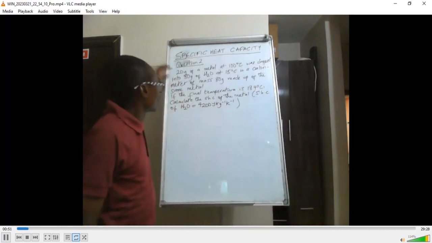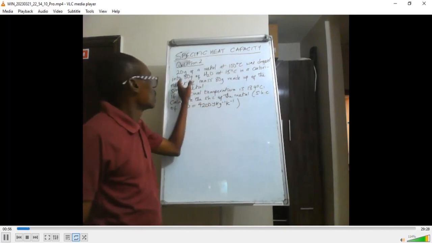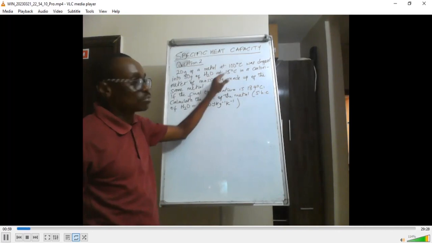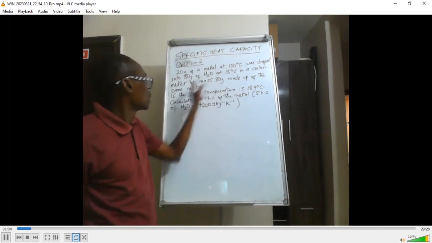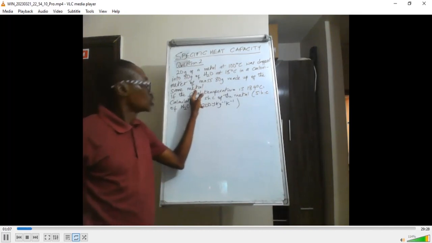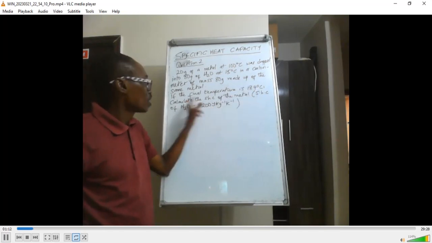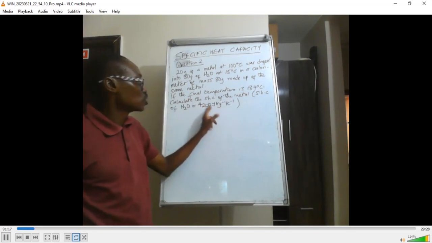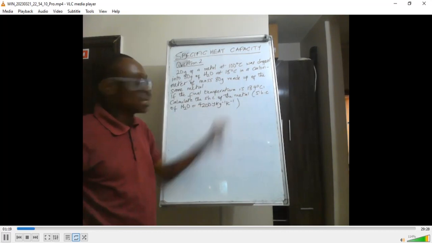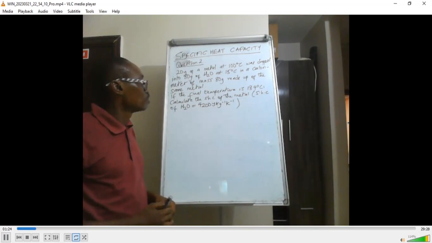So we're going to solve this question here, which states that 20 grams of a metal at 100 degrees Celsius was dropped into 80 grams of water at 15 degrees Celsius in a calorimeter of mass 80 grams, made up of the same metal. If the final temperature is 18.4 degrees Celsius, calculate the specific capacity of the metal. The specific capacity of water is equal to 4,200 joules per kilogram per Kelvin. So a metal of mass 20 grams.